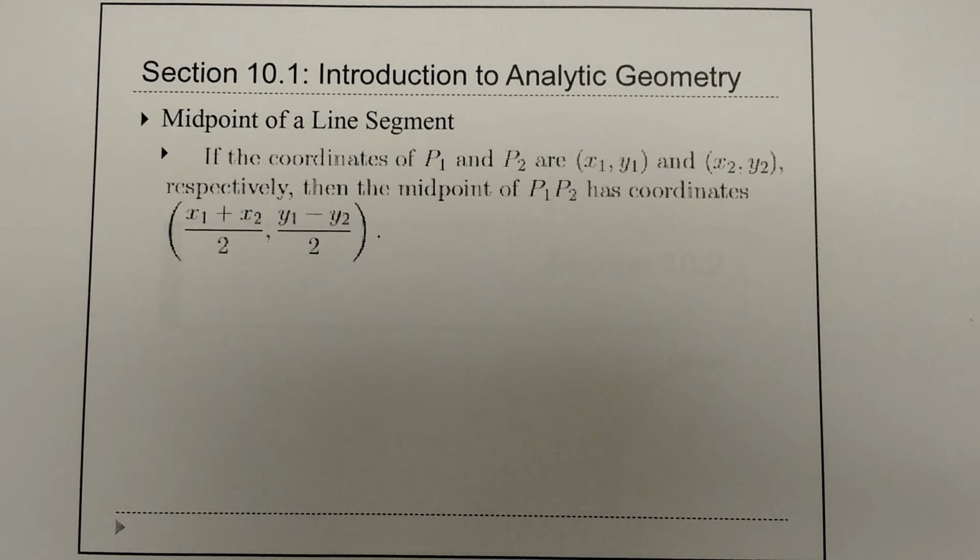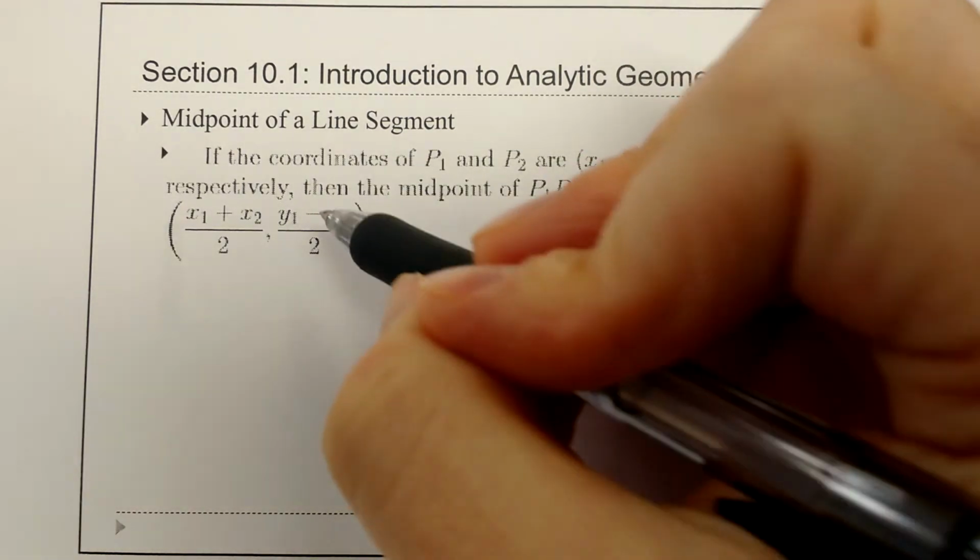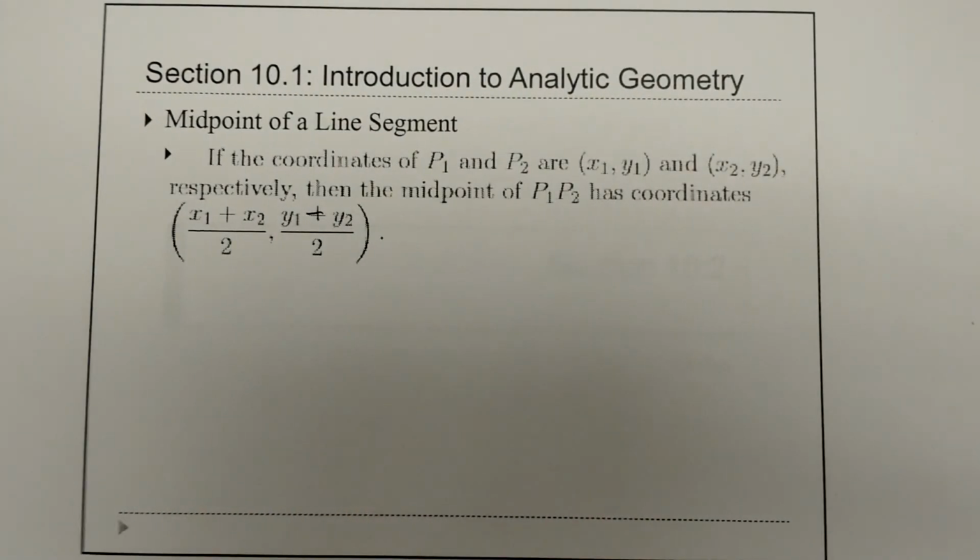Here's our equation for midpoint. If the coordinates P1 and P2 are x1, y1, and x2, y2, then the midpoint of P1, P2 has the coordinates x1 plus x2 all over 2, y1 plus y2 over 2. So it's the average values of the x's and the average values of the y's.